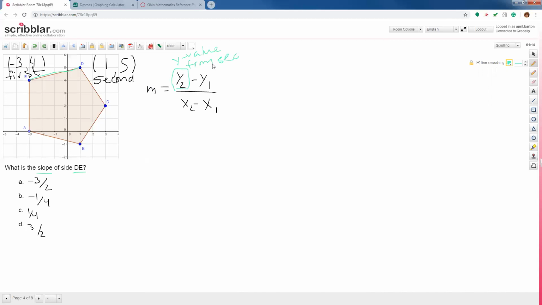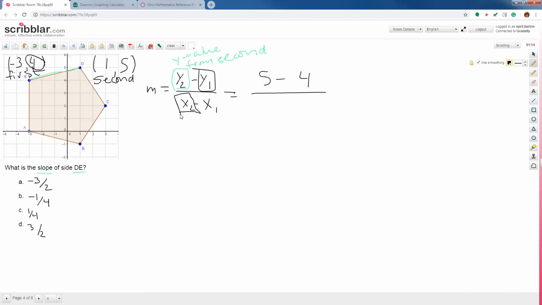So what's the y value of the second point? That would be 5, because your x value is first. Yep, correct. That is 5 because the 1 is an x value because it came first. Minus, the formula says you have to subtract, and then y1. What's the y value of the first point? 4. Good.